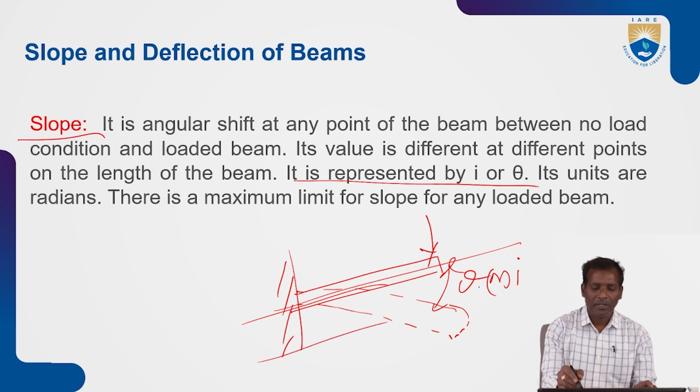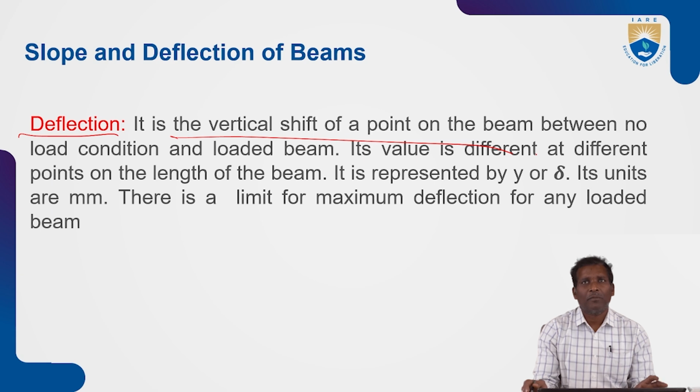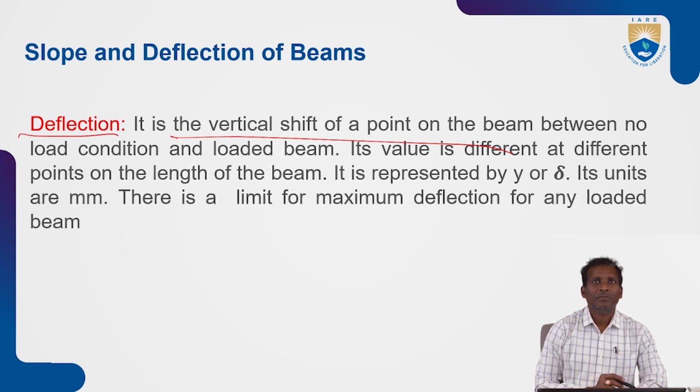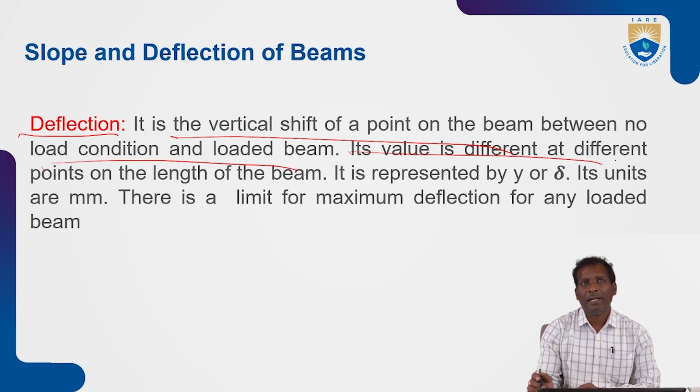Similarly, the deflection is y or delta x. The deflection is the vertical shift of a point on the beam, whereas slope is the angular shift, between the no load condition and the loaded beam. Its value is different at different points on the length of the beam. It is represented by y or delta, and its units are mm.